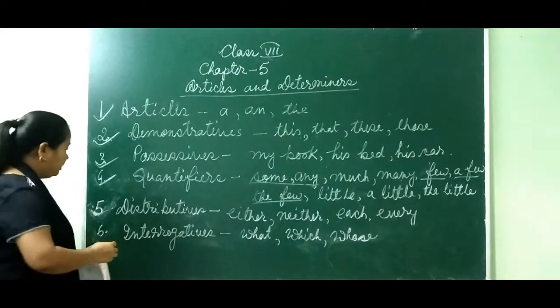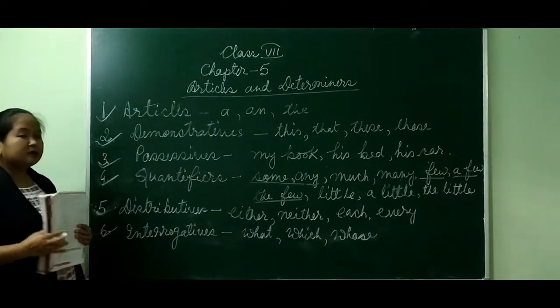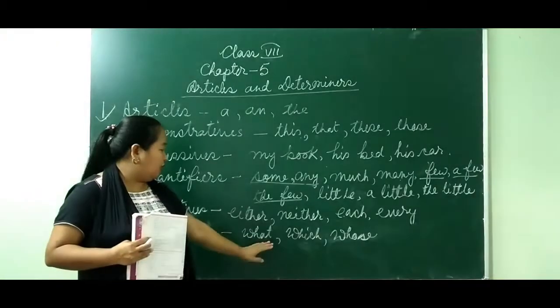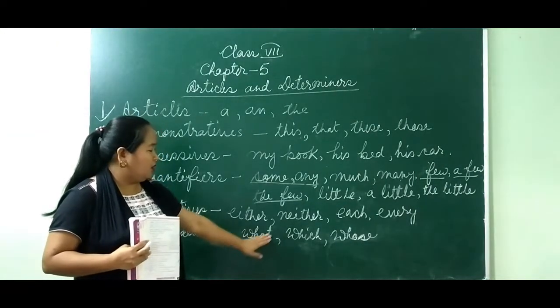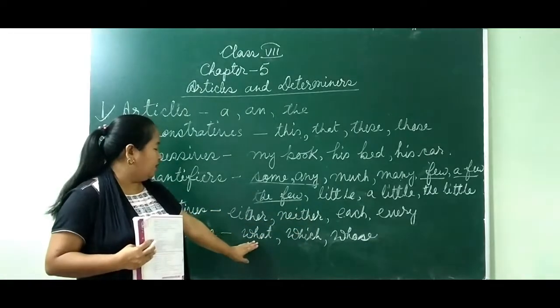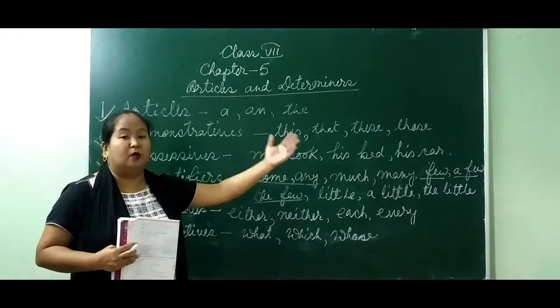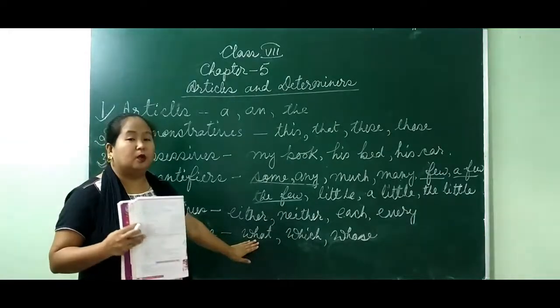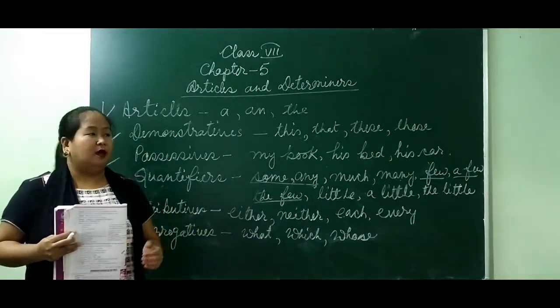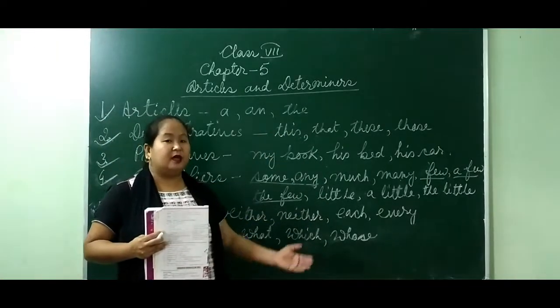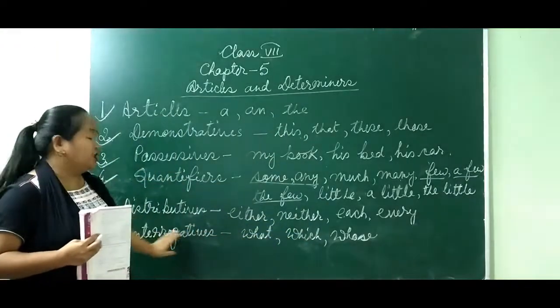Now we will learn interrogatives. Determiners which are used to ask questions are called interrogatives. What, which, whose. For example, what book do you want? Determiners always go with a noun. What book do you want? Which book do you want? Whose house is this? These are called interrogatives.